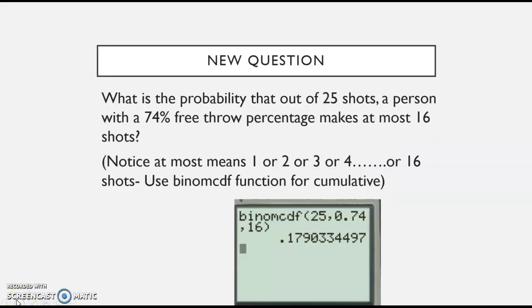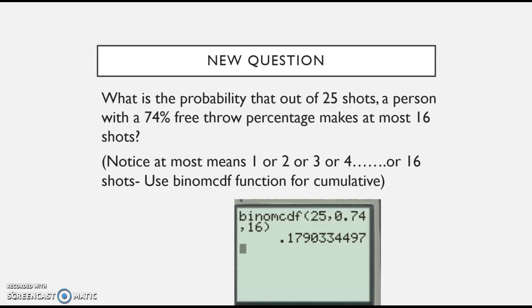The new question we want to ask is, what is the probability that out of 25 shots, a person with a 74% free throw percentage makes at most 16 shots? So at most means that they make either 1 or 2 or 3 or 4 or 5 all the way up to 16. So we're looking at the probability of each of those. So I could in my calculator run binomial PDF for 1, 2, 3, 4 all the way up to 16 and add those all together. But our calculator has a nice shortcut.